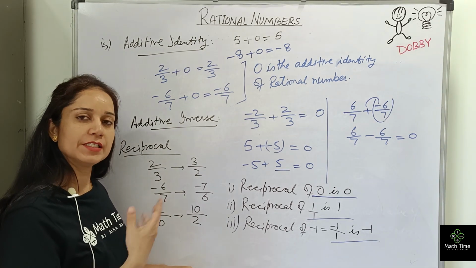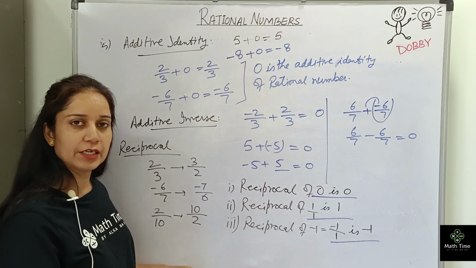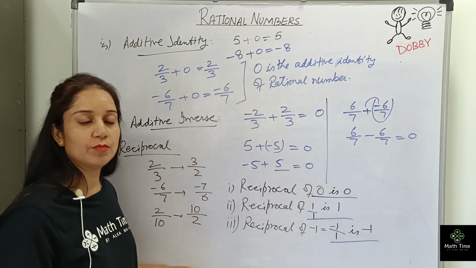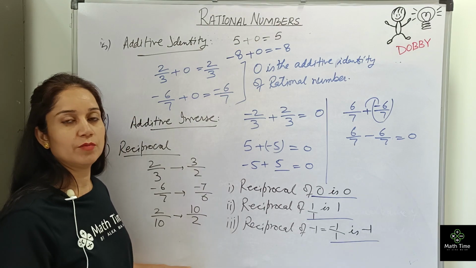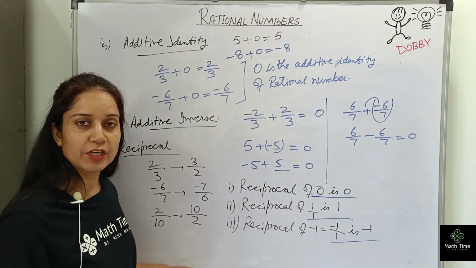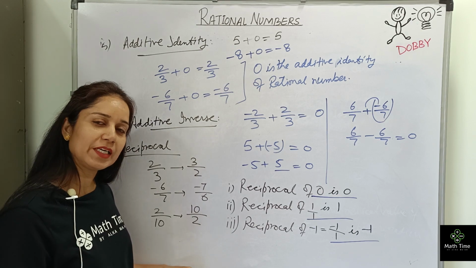So I hope the conceptual part of the rational number is clear to you. What is positive rational number, what is negative rational number, the absolute value of rational number, then the additive inverse, additive identity, reciprocal of rational numbers, right? So keep on practicing. Thank you.